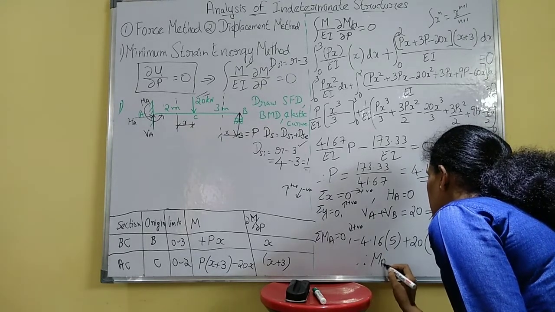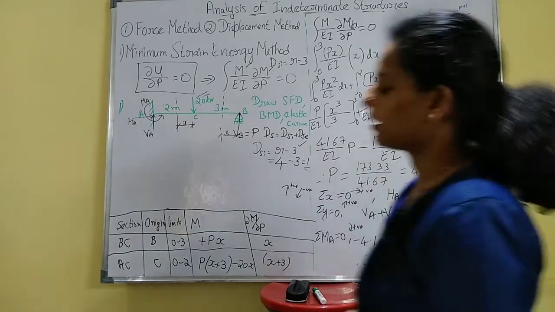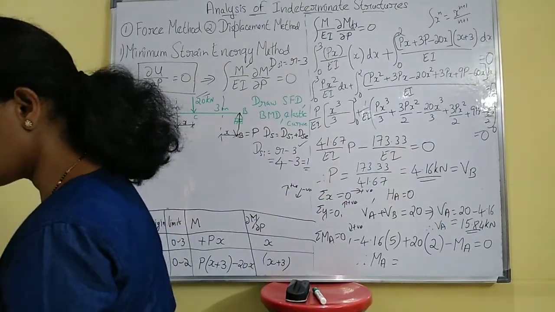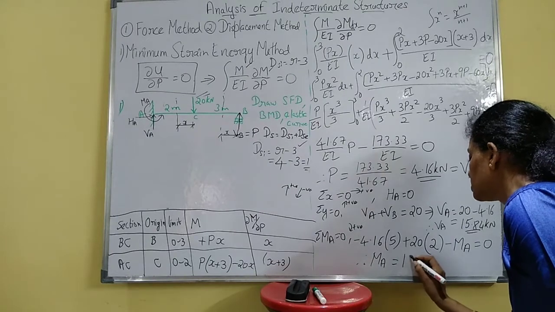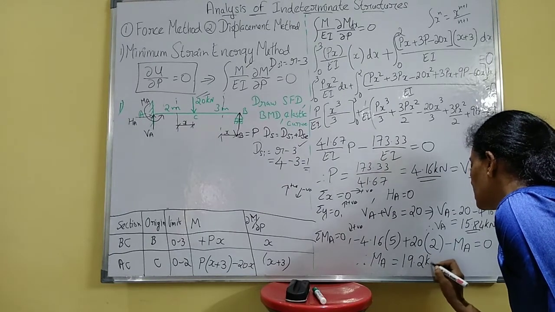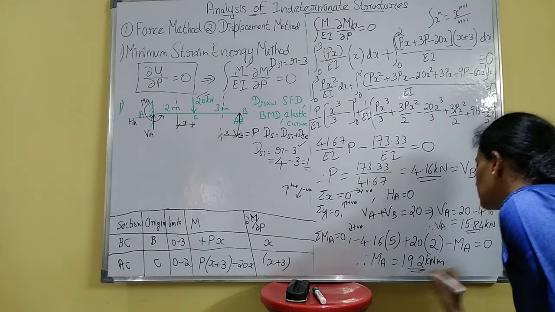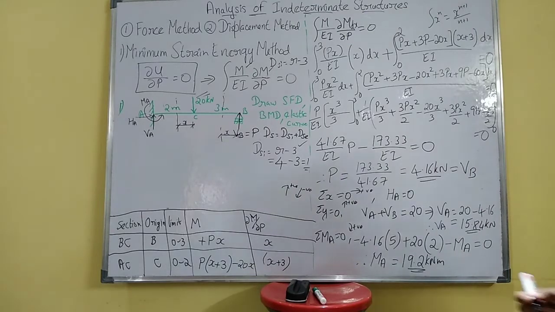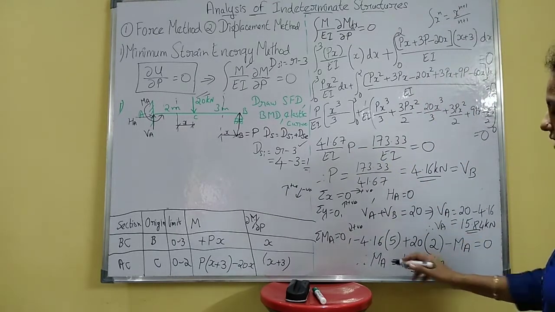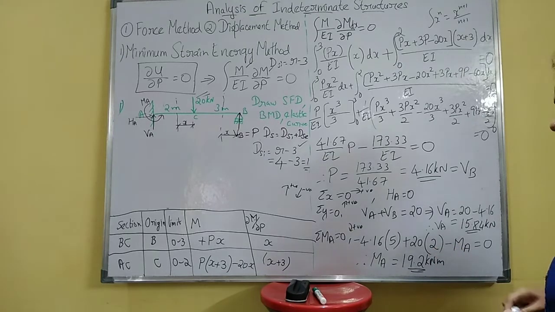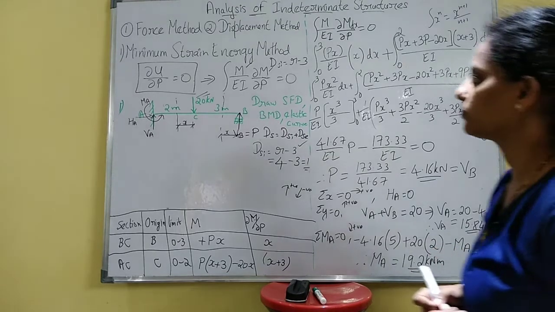Therefore, get the value of MA. So MA will be 19.2 kilonewton. You will get a positive value, so what you assumed is correct. If you get negative values, what you assumed is wrong, so just change the direction. Here you got a positive value. So MA is 19.2 kilonewton meter.